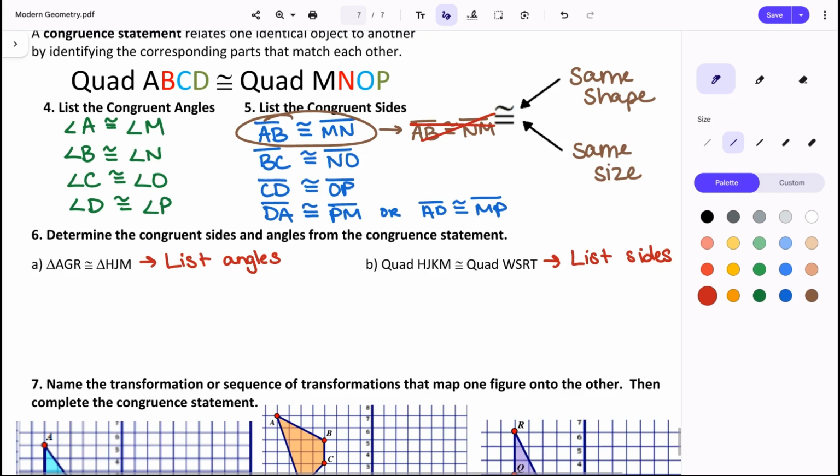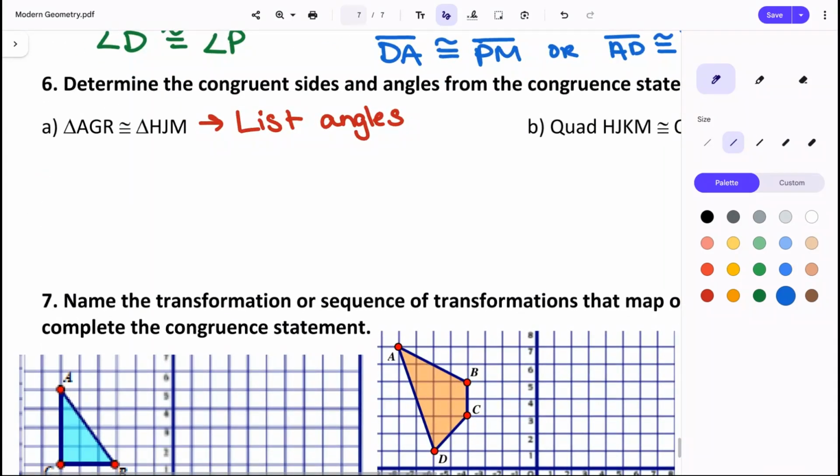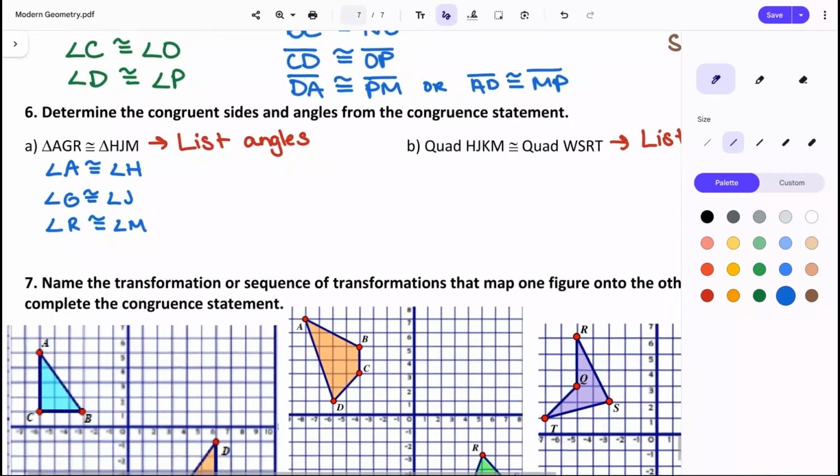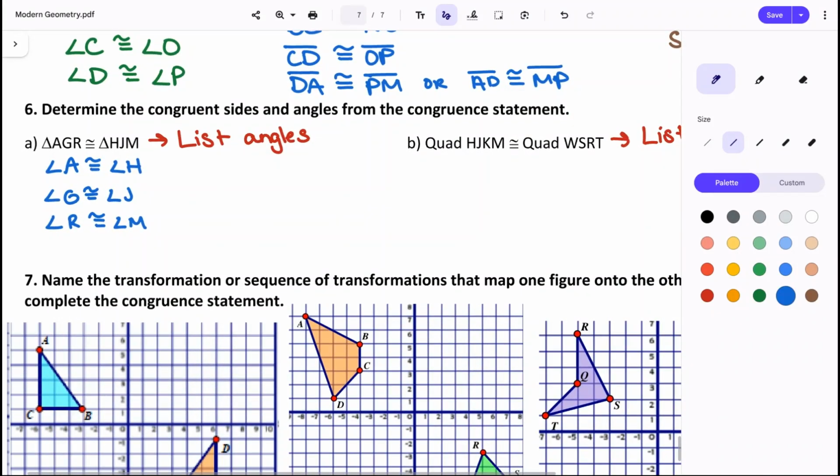All right, someone want to tell me what they wrote down for part A? The angles, Greer? Angle A is congruent to angle H. Angle J is congruent to angle J. And angle R is congruent to angle M. Good. Okay, over here, someone else want to tell me the sides?